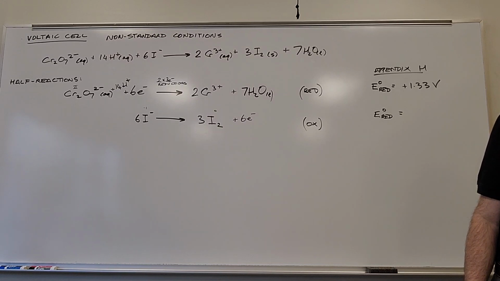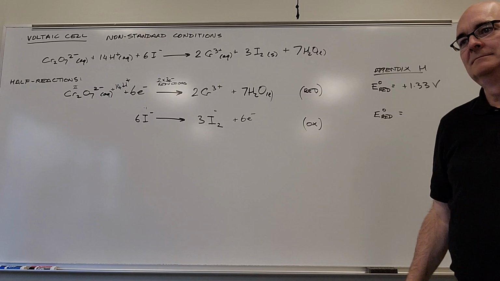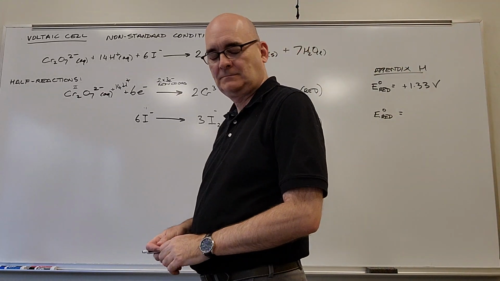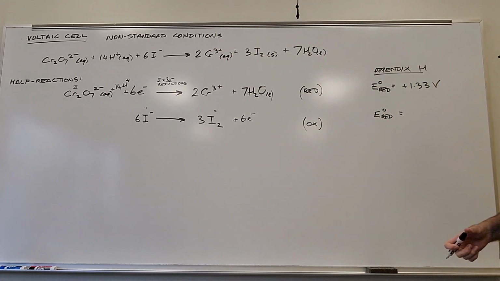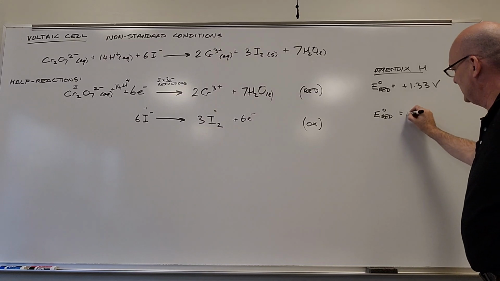Just in reverse, you make it. Yeah, because it's being oxidized. 0.535. Will it be a negative? No, well, he's asking for the reduction. Tell me what it says in the book. 0.535. Okay. What it says in the book, it doesn't have a plus.